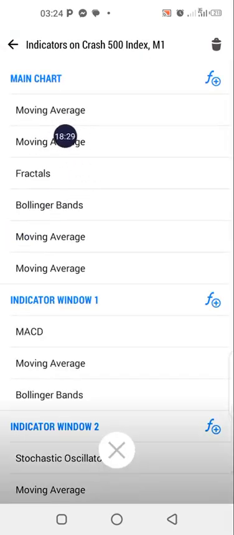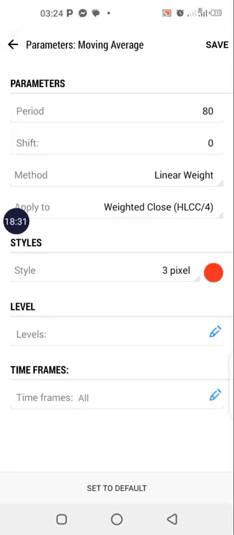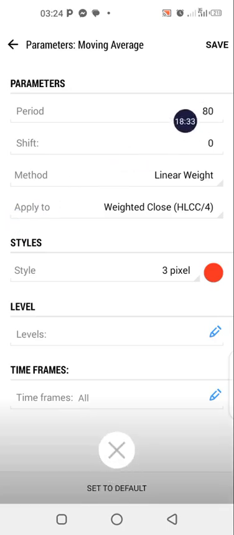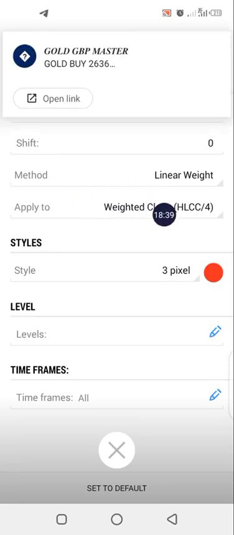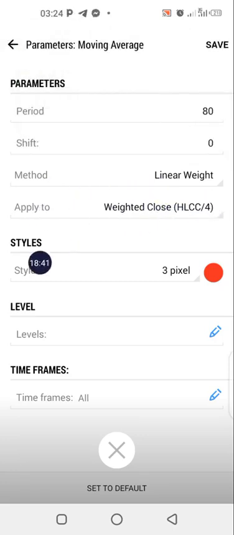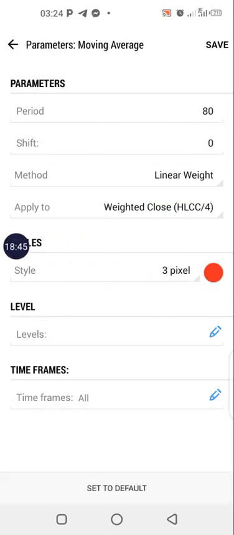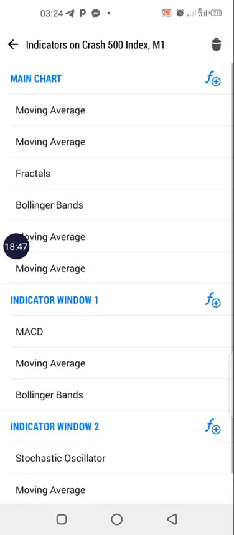So the second moving average is the red one. We have the period as 80, shift is 0, method is linear weighted, applied to weighted close, HLCC4. Then the style is 3 pixel, red. The red indicates your stop loss.